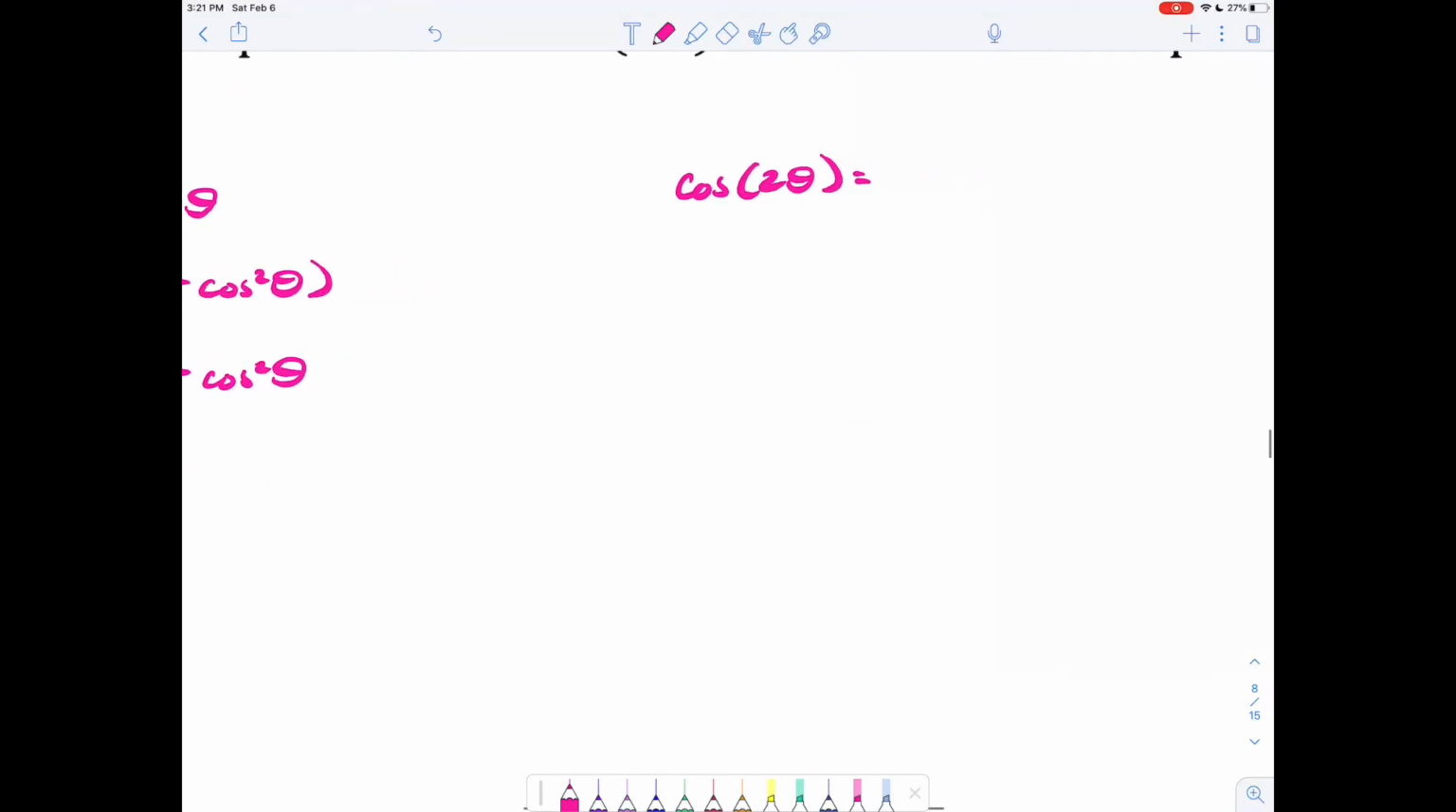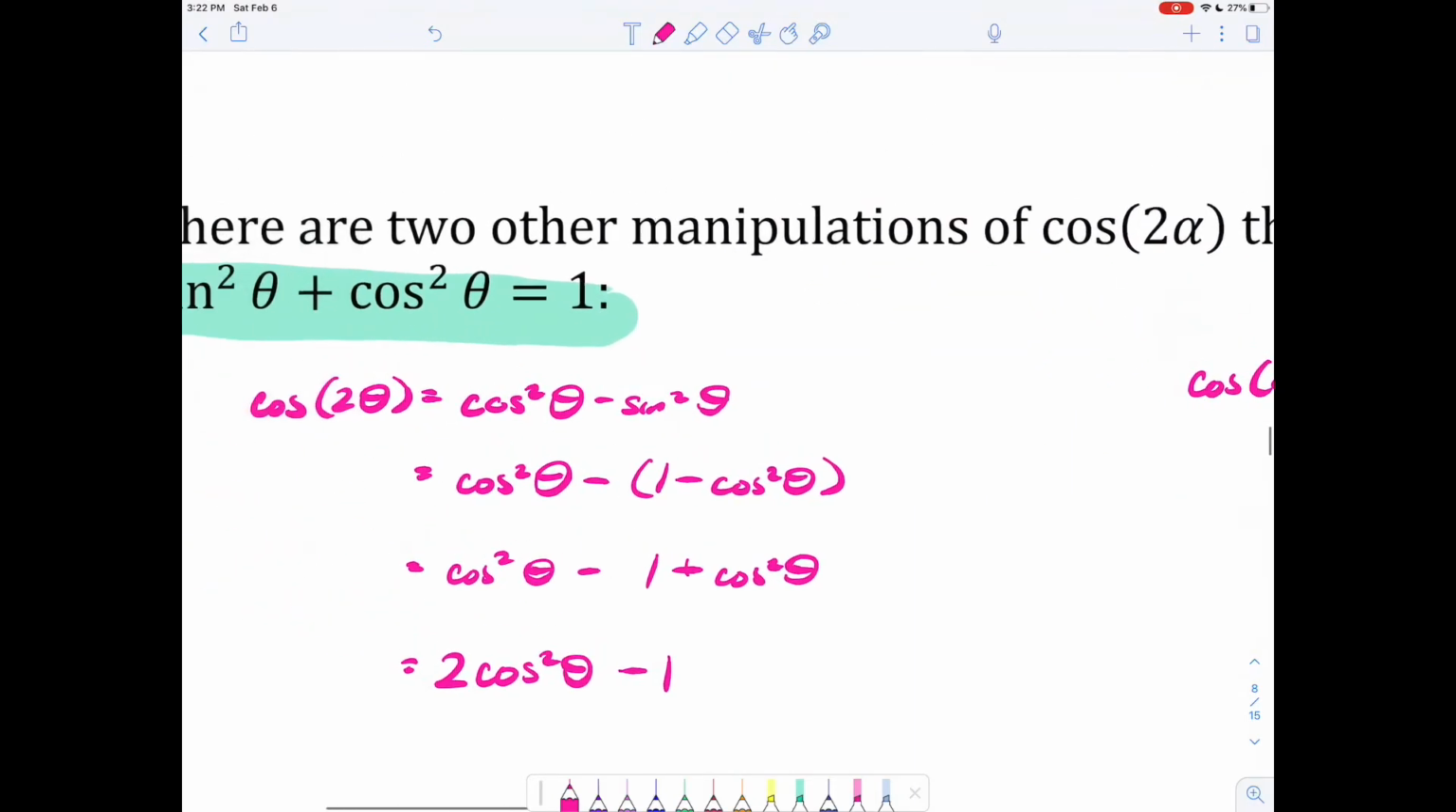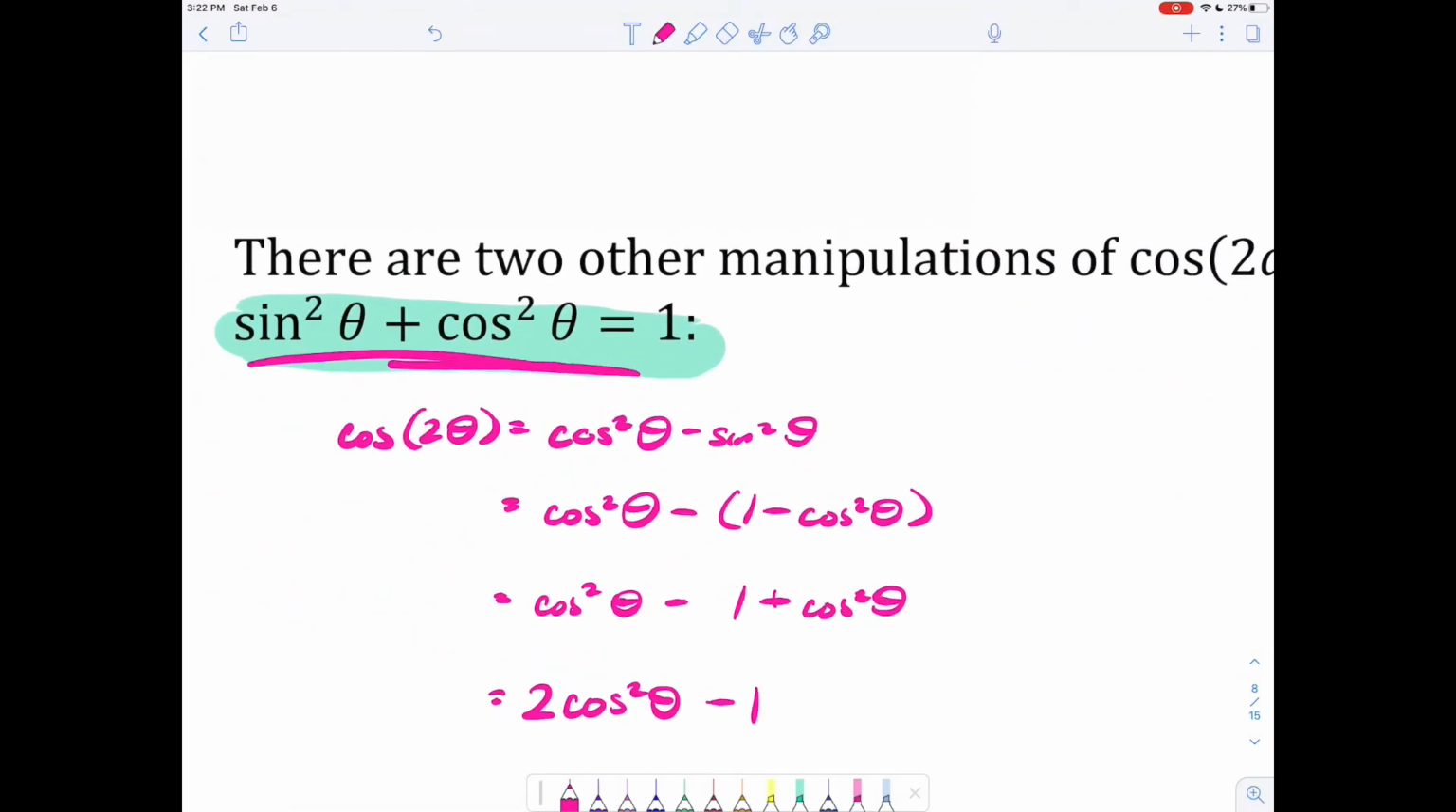In the same sense, we can say that cosine of 2 theta, again starting with that identity that it's cos squared theta minus sine squared theta, is also equivalent to this, replacing this cos squared theta with 1 minus sine squared theta instead. And that's by the same rationale, by the different manipulations of this formula.